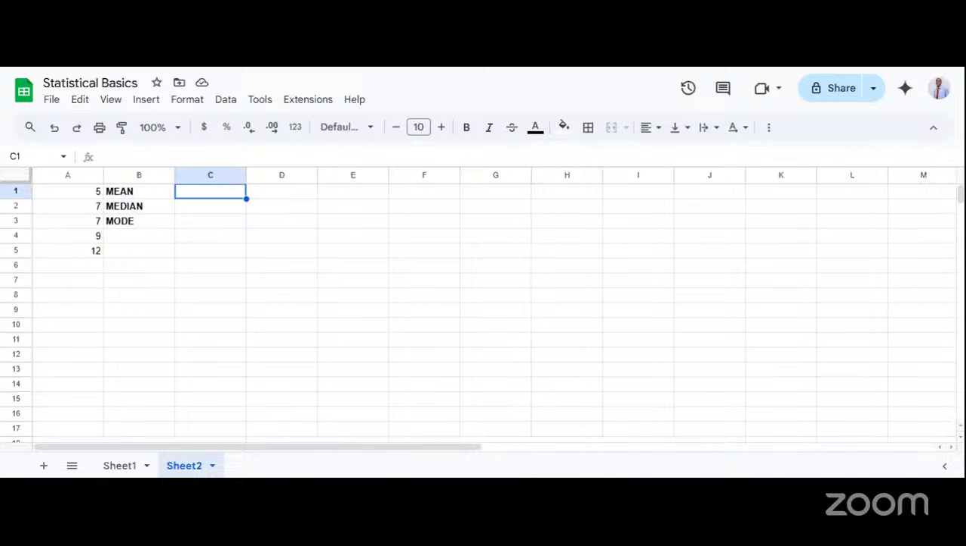Who would like to try, Mr. George? Would you like to give us a try for the mean? Yeah, for the mean, I want you to sum all the number of data points.